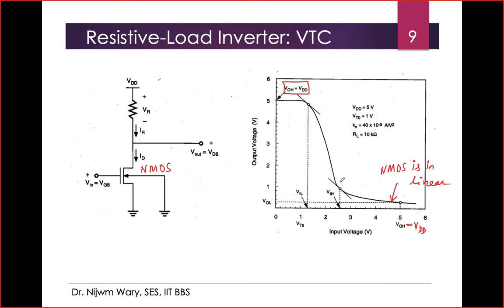Similarly, for the calculation of VIH, you can see that the NMOS is again in linear region. So I can write down the current equation of the MOSFET in linear region, and again the current equation of the resistor RL is fixed. So I can equate them, do the differentiation, and I will get VIH.